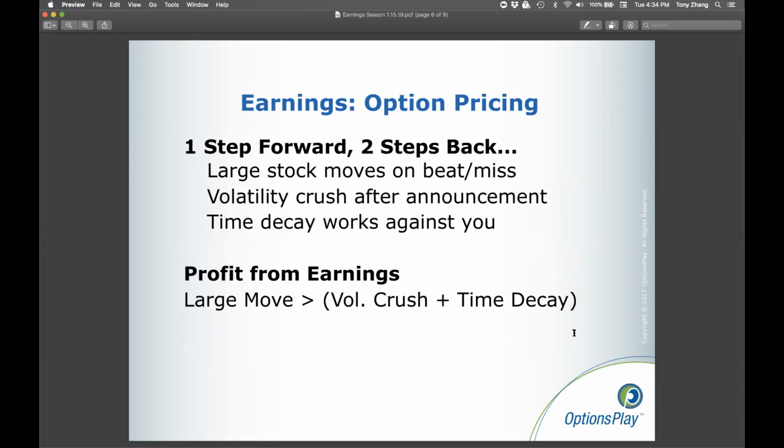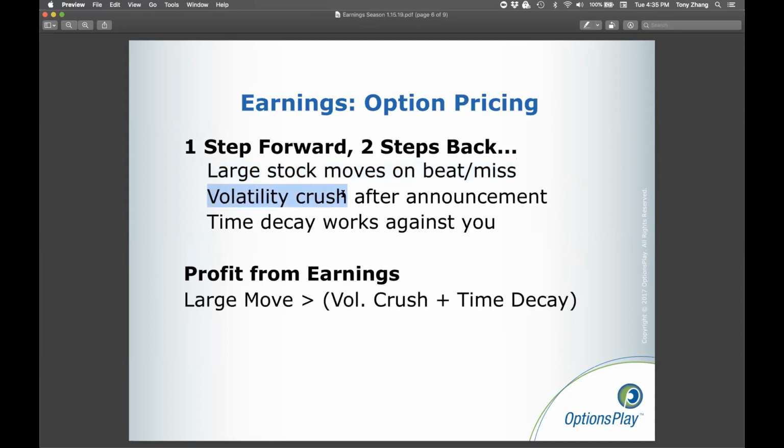Now, the 3 things that are working in your favor or working against you: number 1 is you have a large stock move on a beat or a miss. That's really what's working in your favor, meaning if you're able to call the direction of the stock correctly, that's going to be working in your favor, or against you if you are incorrect on that directional bet. But the 2 things that are constantly working against you no matter what are, number 1, what we call volatility crush. This is when the implied volatility of an option will collapse right after earnings, and that's going to decrease the value of your options.